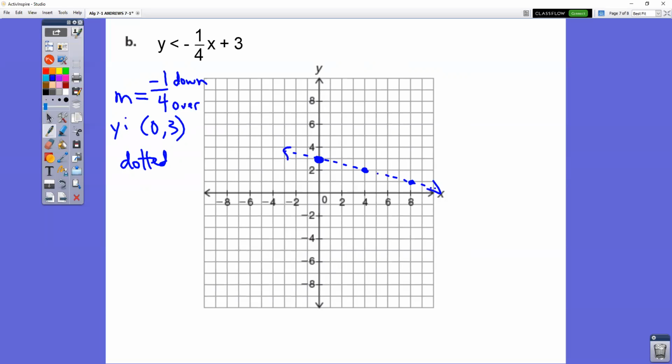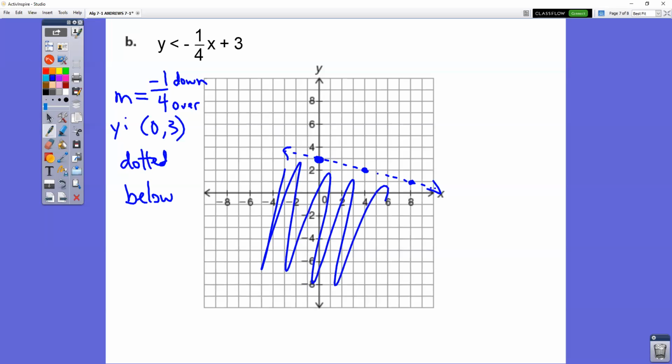Make sure you put your arrows on the ends. Less than is shading below the line. So shading below the line would be down here where we are shading. Again, you should always label your line as well. Questions about this one?